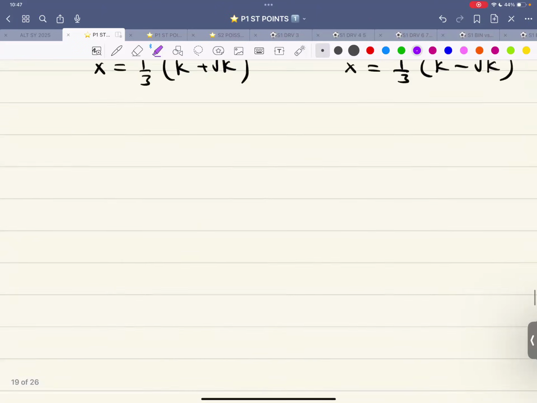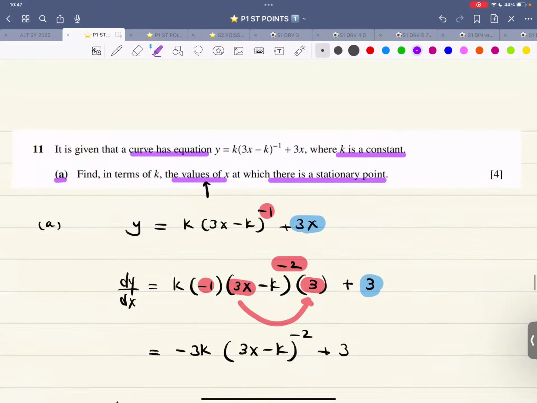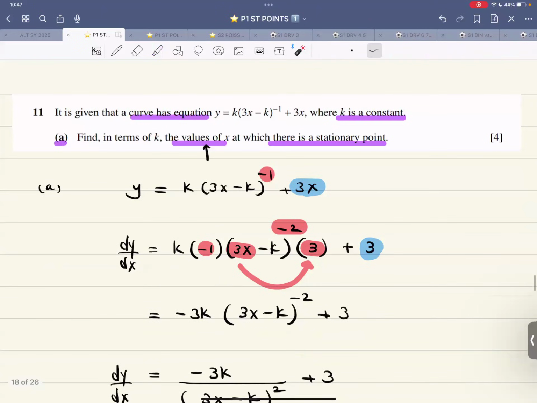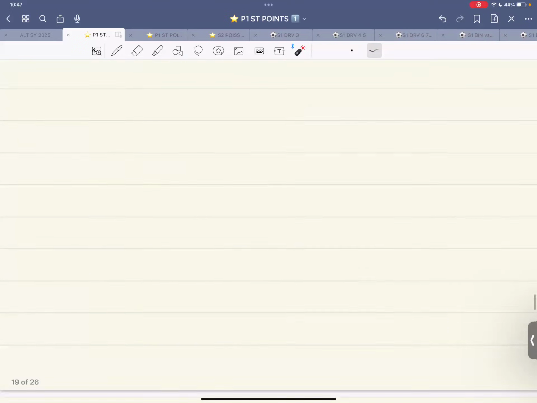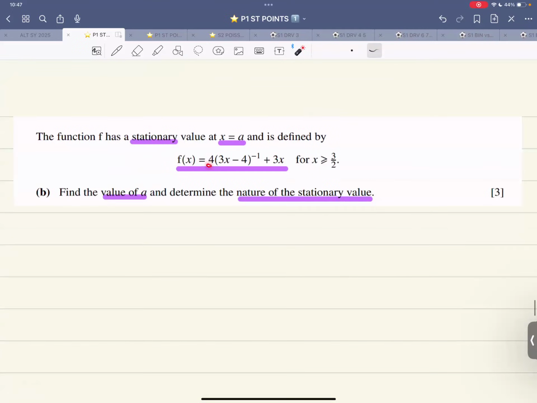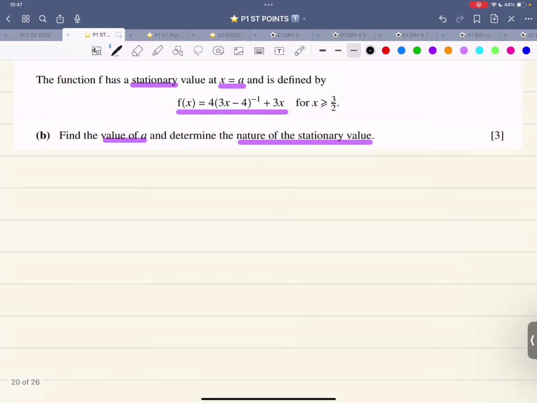So isn't this the same thing? This is k. Look over here. This is k, 3x minus k raised to power of negative 1 plus 3x. So this is k, this is k. So now that k is replaced by 4 and 4. I think they just plugged in the value. So now let's write it again. Fx, that is equals to 4, 3x minus 4 raised to power of negative 1 plus 3x.